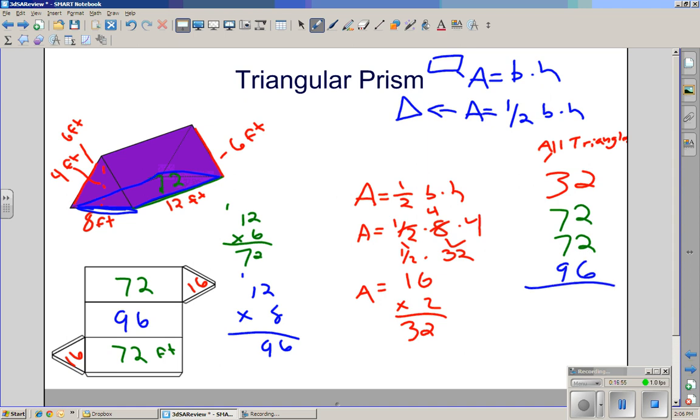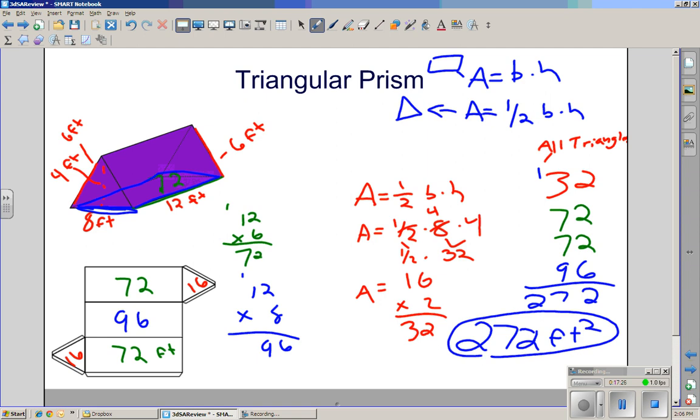So 2 plus 2 is 4, plus 2 is 6, plus 6 is 12. Carry my 1, that's 4, 11, 18, and that is 272. I'll write that nice and big because that's my final answer after I add everything together. Feet. I'm going to erase that and make that legible for everyone. 272 feet. And don't forget the squared since we are finding area.